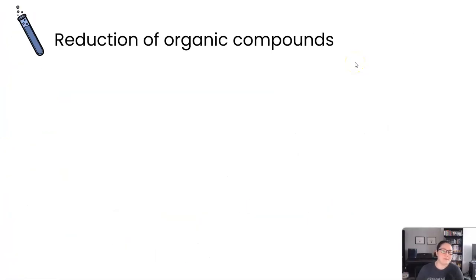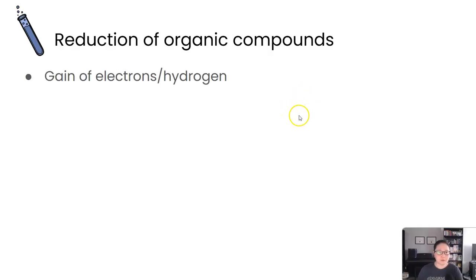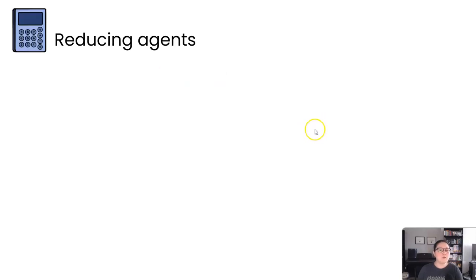So you can oxidize organic compounds, you can also reduce organic compounds. As a reminder, reduction of organic compounds means that the organic compound will be gaining electrons or hydrogen, or they will be losing oxygen. There are different reducing agents that you can use.